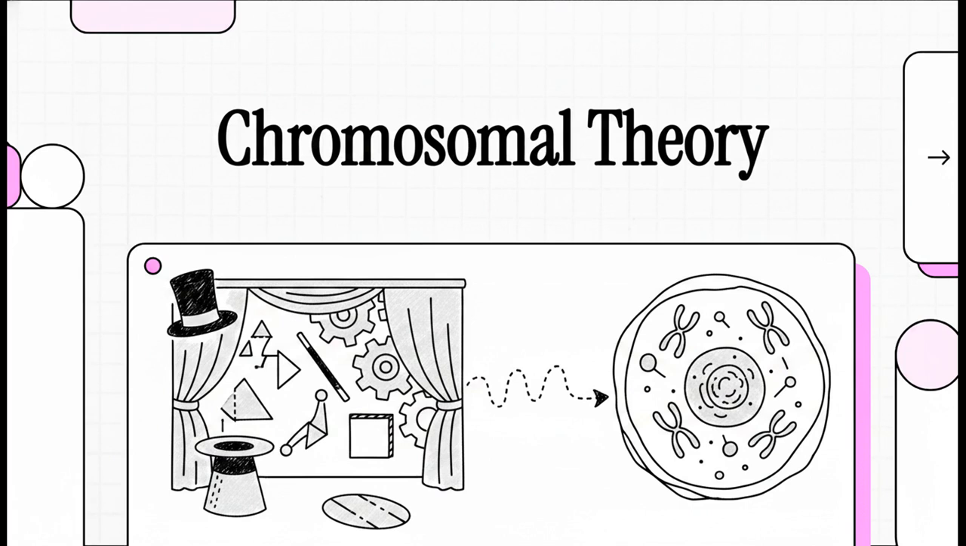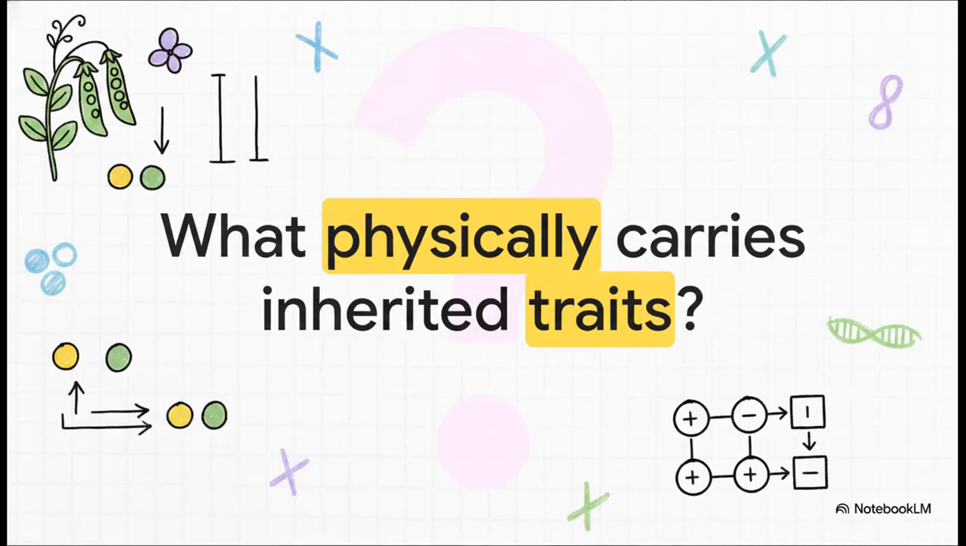Welcome to this explainer. Today, we're going to unravel a true historical detective story. We are diving deep into the chromosomal theory of inheritance. This is the groundbreaking scientific journey that finally connected the abstract math of genetics to the literal, physical reality of our cells.